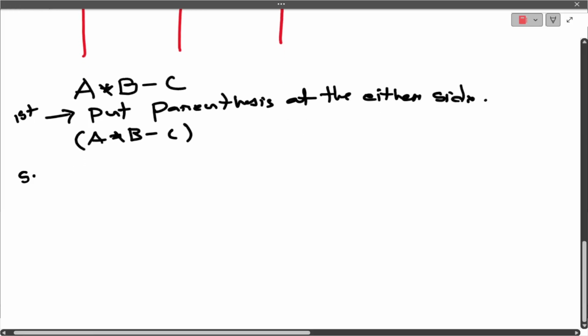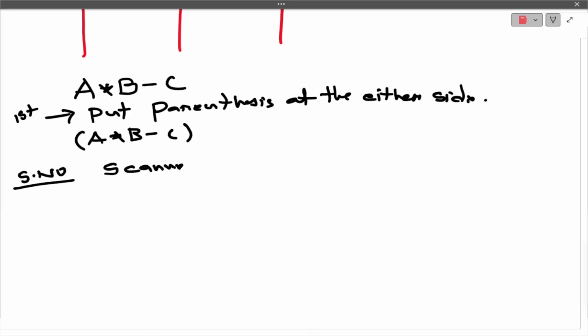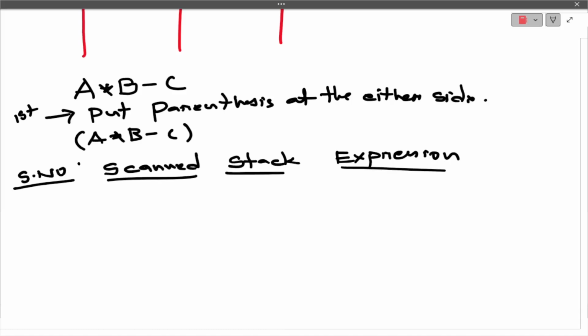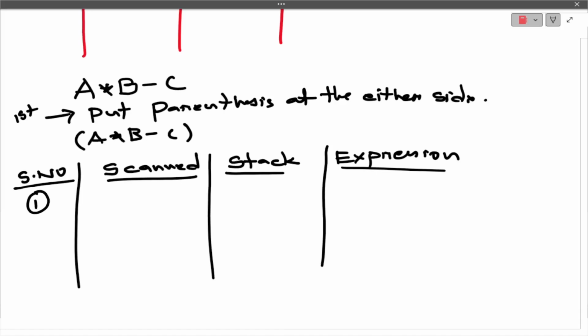Same thing: serial number, scanned, stack, expression. Okay, this is what we need to follow. Now, first of all, what do we got? I will be writing serial number 1. First we got this parenthesis. Okay, then as I told, parenthesis will also be considered under operator, that will be taken to this.